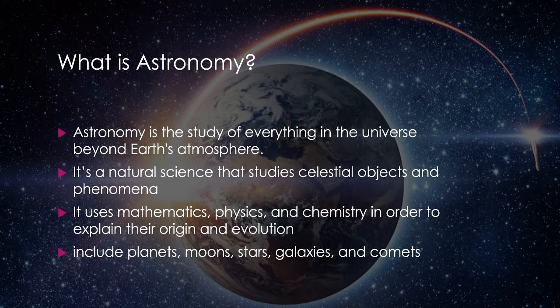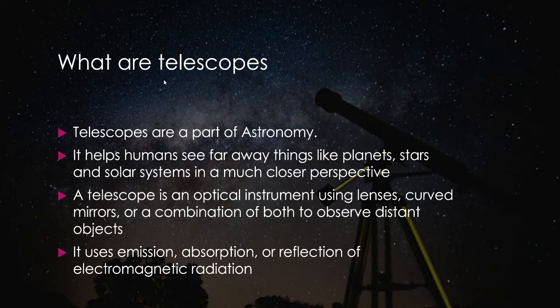It includes planets, moons, stars, galaxies, and comets. So, what are telescopes? Telescopes are a part of astronomy. They help humans see faraway things like planets and the solar system from a much closer perspective. A telescope is an optical instrument that uses lenses, curved mirrors, or a combination of both to observe distant objects. It uses emission, absorption, or reflection of electromagnetic radiation.